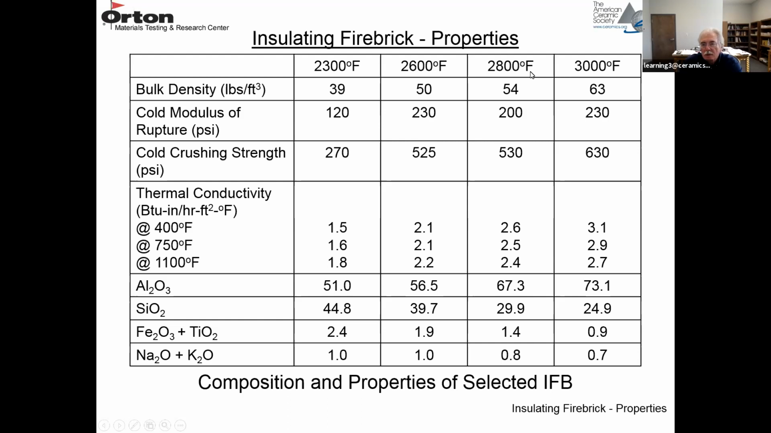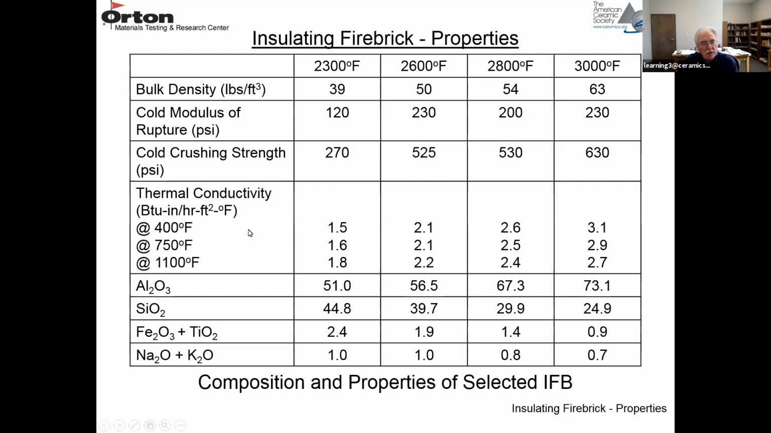So as you go up in use temperature, you're going up in alumina content and you're going up in density. As you go up in density, you also go up in strength, whether it's compressive strength or bending strength. They both tend to increase with increasing alumina content and density.